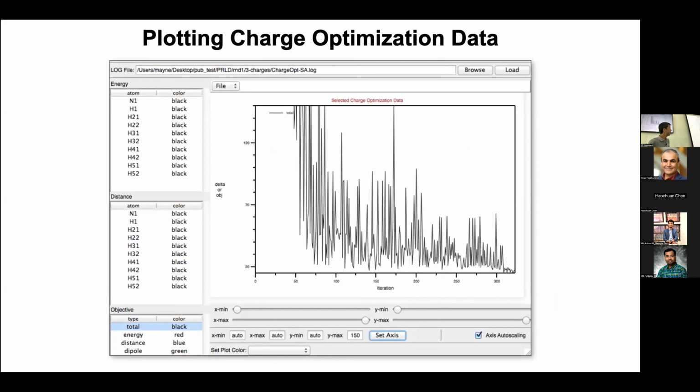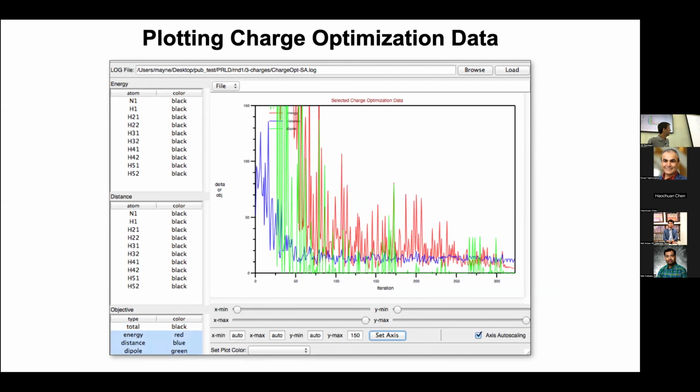So you can plot the progression. This is the objective function on the y-axis versus iteration of our optimization on the x-axis. And you can see how it's converging to a relatively low number, although not to 0. And you can even look at the different contributions. Maybe if it's not converging, you look at these and you say, okay, the distance for some reason is not working well.